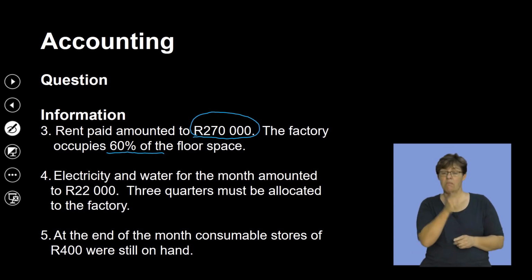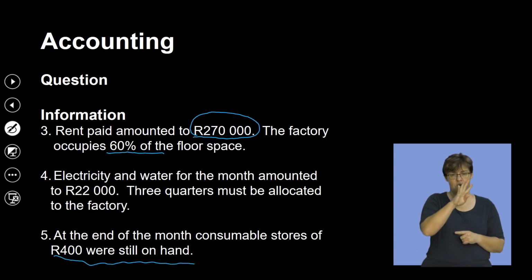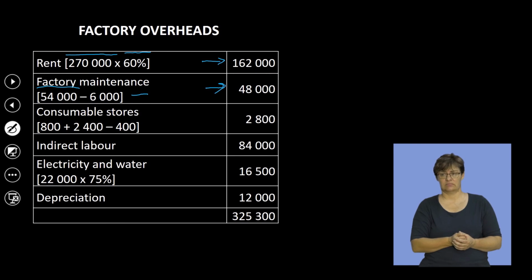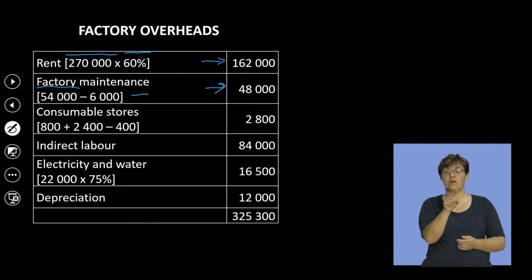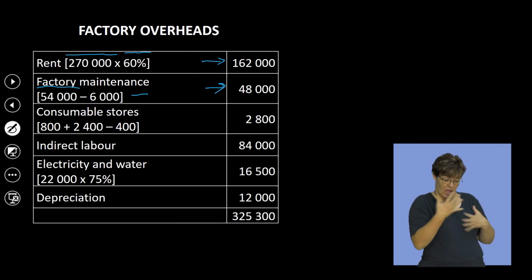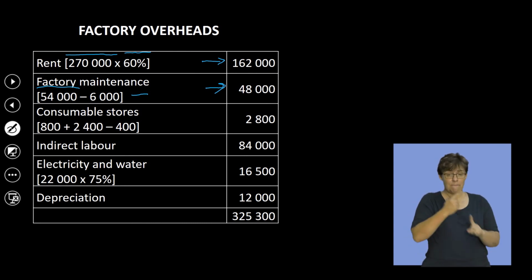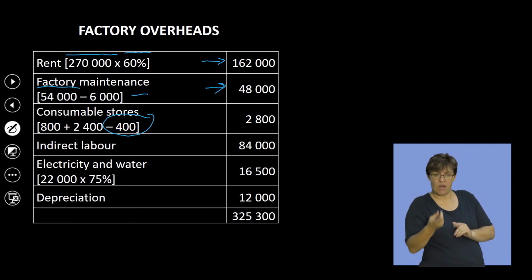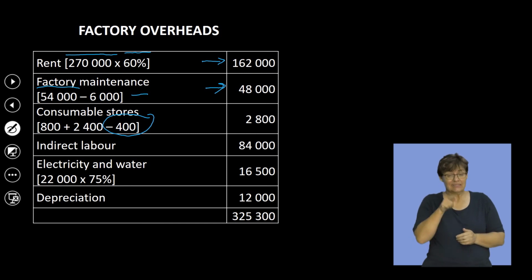We are told that at the end of the month, consumable stores of 400 rand were still on hand. Okay, so what do you do now? You go back into your information and remember all the consumables that you had on hand at the beginning, plus what you purchased, minus what you had left over at the financial year end. That's the important part of your calculation.